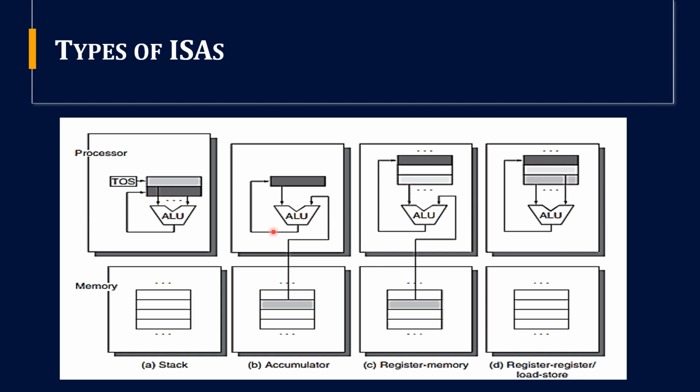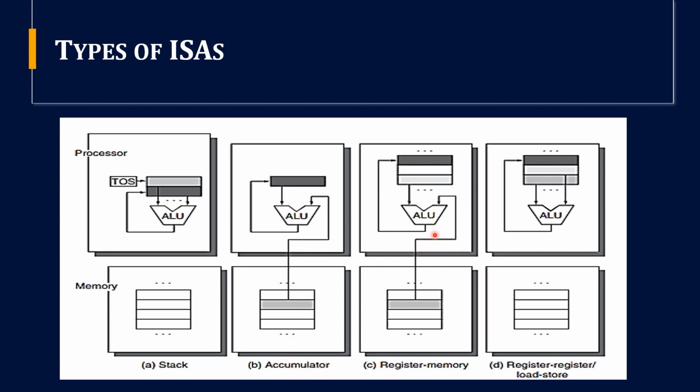Okay, moving to the second type of ISA, that is the accumulator ISA. In the case of accumulator ISA, one of the operands is there in the accumulator. This accumulator can be used for storing the input as well as for storing the temporary results. So the operand from the accumulator is taken as the first operand and the second operand is taken from the memory. After performing the ALU operations, the result is stored back onto the accumulator itself. So that's the case of accumulator ISA.